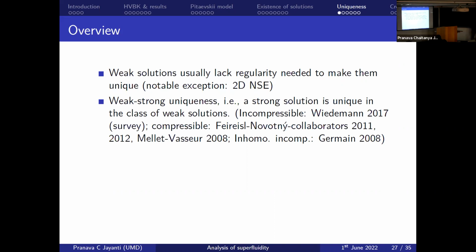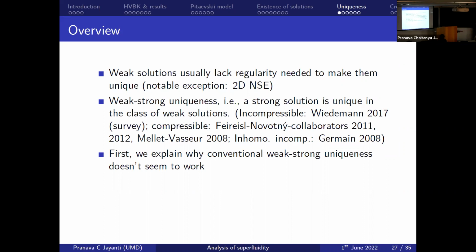So a cheat code here, so to speak, is weak-strong uniqueness, where we say, okay, we start from a certain set of initial conditions and we've constructed weak solutions. Let's assume that there is a strong solution starting from this same data. If that is the case, then we can show that both the weak and the strong solution are the same. So that's called weak-strong uniqueness. This has been done by several people in various problems, many variations of Navier-Stokes, including Professor Mele here in the audience.